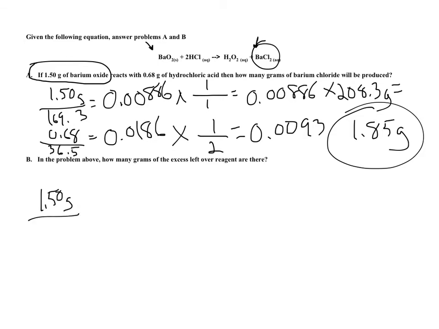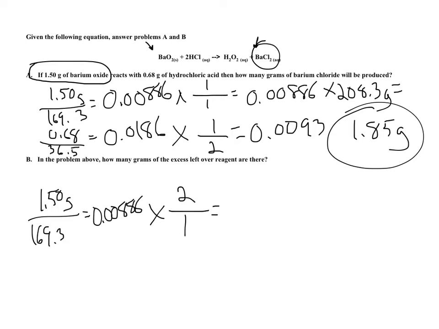To figure that out, we need to figure out how much hydrochloric acid gets used if 1.5 grams of barium oxide get used. So we already did this step up above, but I'm just putting it down here to show you where the numbers are coming from. We have 0.00886 moles of barium oxide. The mole ratio of hydrochloric acid to barium oxide is 2 to 1.